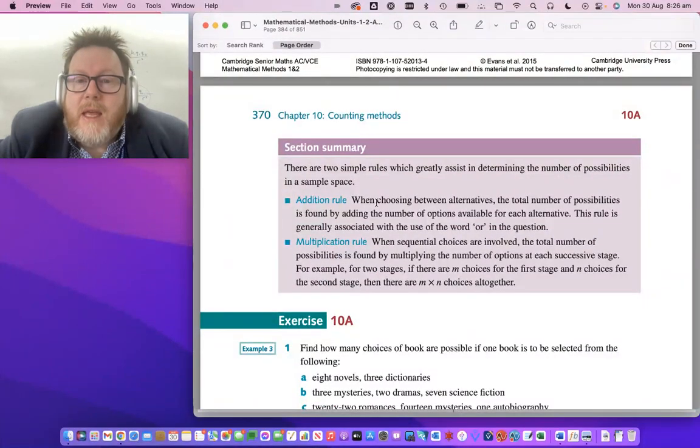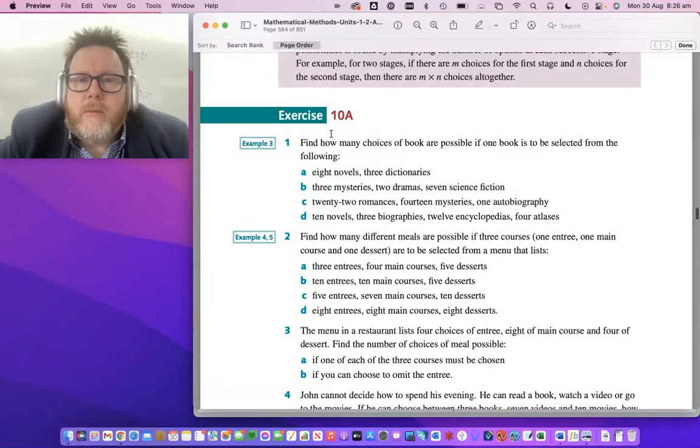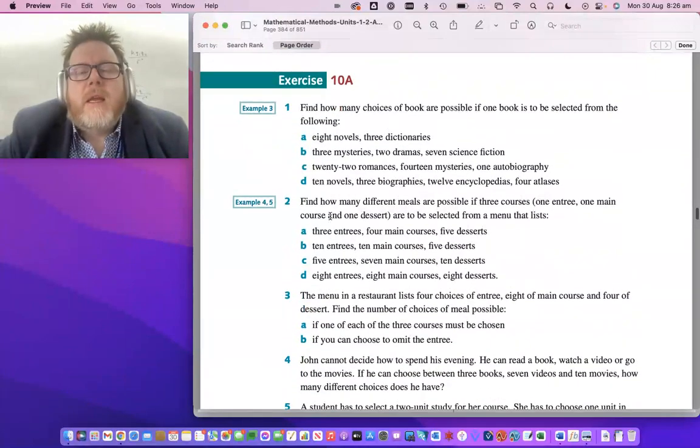Okay, page 370 has a summary if you want to have a read of that. But other than that, you can move on to exercise 10A and consult your work schedule just for a couple of questions from 10A, just to make sure that you're okay with this before moving on to the more complex stuff. And that'll do for today's video.